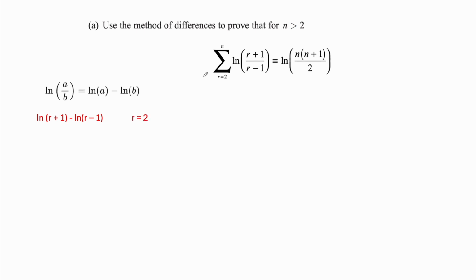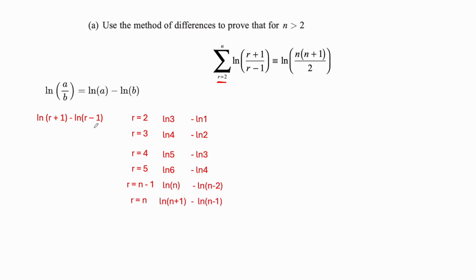And now we're going to do our method of differences. So we're going to start from r equals 2, as that's what's given in the question. And we can just do it for each of these parts. So when r equals 2, this equals ln 3, and this equals ln 1, or minus ln 1. And then you do the same for 3. 3 plus 1 gives ln 4, minus ln 3 minus 1 gives minus ln 2. And then you keep going up until r equals n.